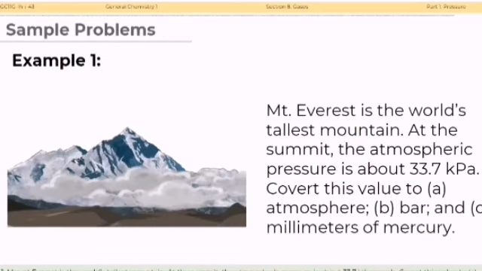Example number 1. Mount Everest is the world's tallest mountain. At the summit, or at the peak, the atmospheric pressure is about 33.7 kilopascals. Convert the value to A, atmosphere, B, bar, and C, millimeters of mercury.